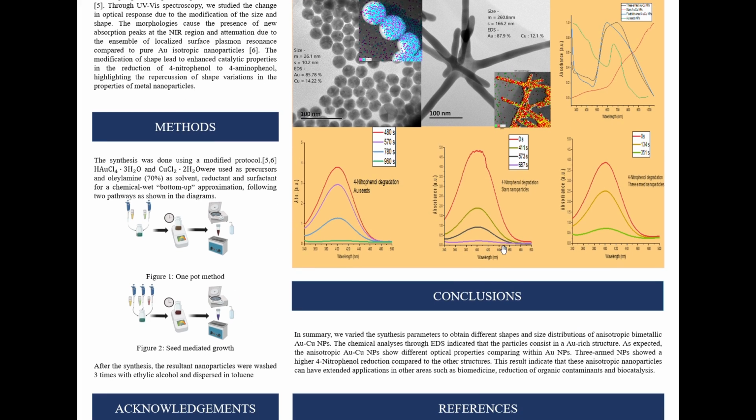But how can we obtain the anisotropic structures on these nanoparticles? Well, the synthesis was done using a modified protocol from the chemical bottom-up approximation and colloidal method. I will remind you that in the colloidal method we need precursors, a solvent, a reductant agent, and a surfactant.